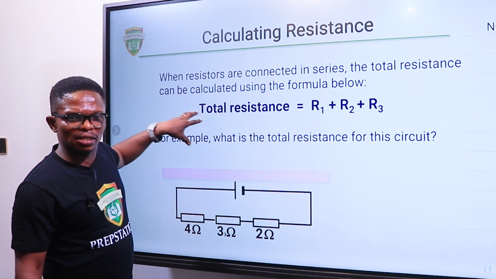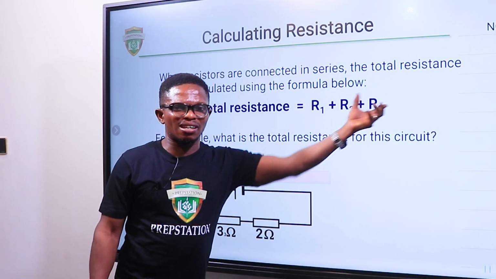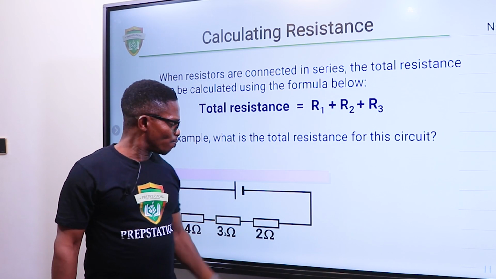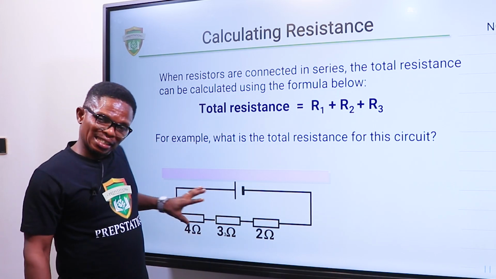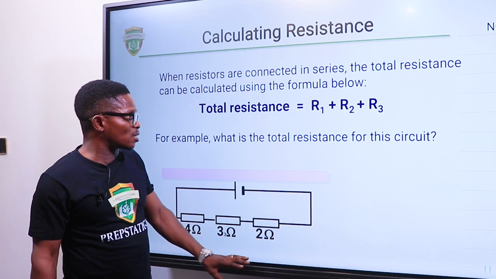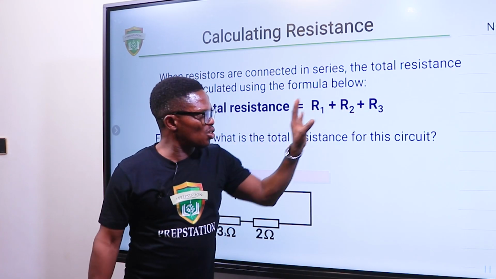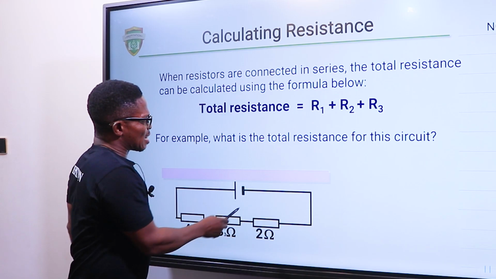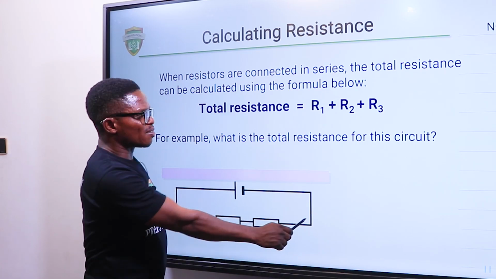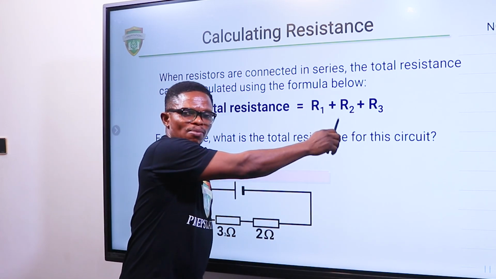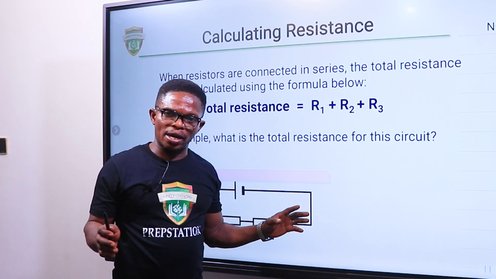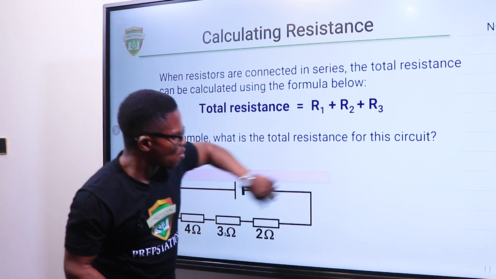So total resistance is simply the algebraic sum of all the resistors in the circuit. So if it is a series circuit, provided it's a series circuit, just add everything together. And that is what we have there. So total resistance in this circuit, because it's a series circuit, is going to be R1 plus R2 plus R3. I want to believe that is simple enough, okay? That is simple enough. Let's move forward.